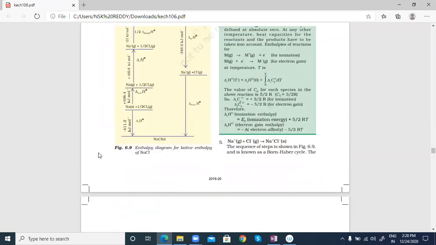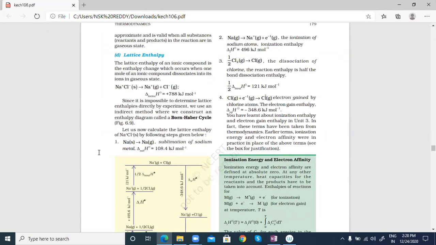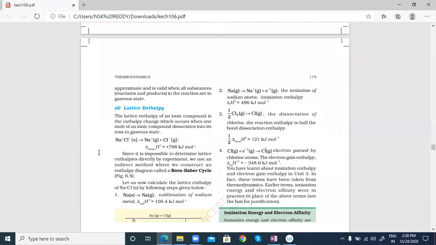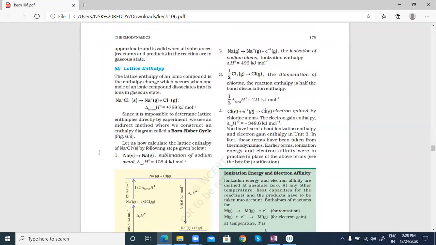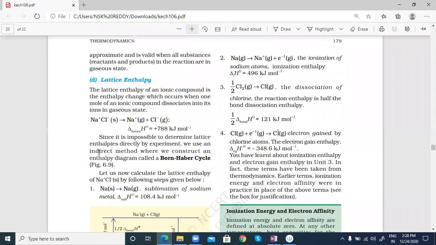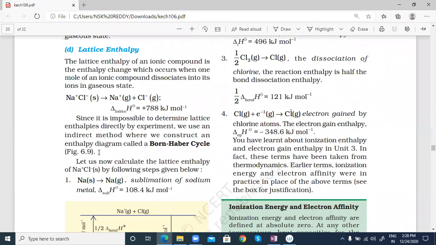And lattice energies are already completed. Lattice energy, right? Lattice enthalpy. You can write a heading, lattice enthalpy. Please write it. Lattice enthalpy is calculated using the Born-Haber cycle, but the main principle involved here is Hess's law.